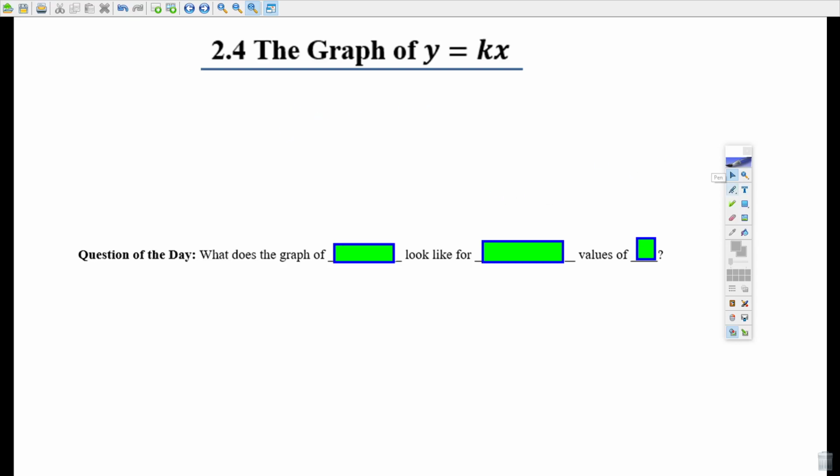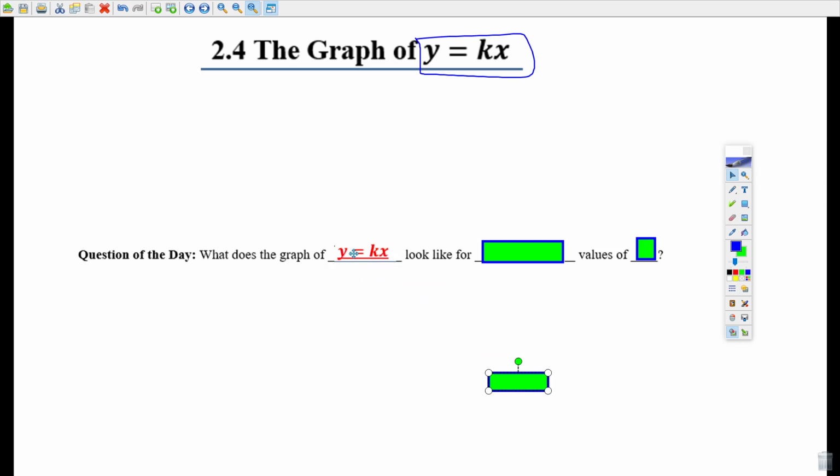Today we're going to be doing 2.4, the graph of y equals kx. So we're going to be skipping a couple sections because I feel like it kind of hops to different types of topics. The first one was 2.1, direct variation, which kind of dealt with this here, y equals kx, and other things along those lines as far as changing the power of the x. So now we're going to be talking about the graph of this specifically, which hopefully you've seen before.